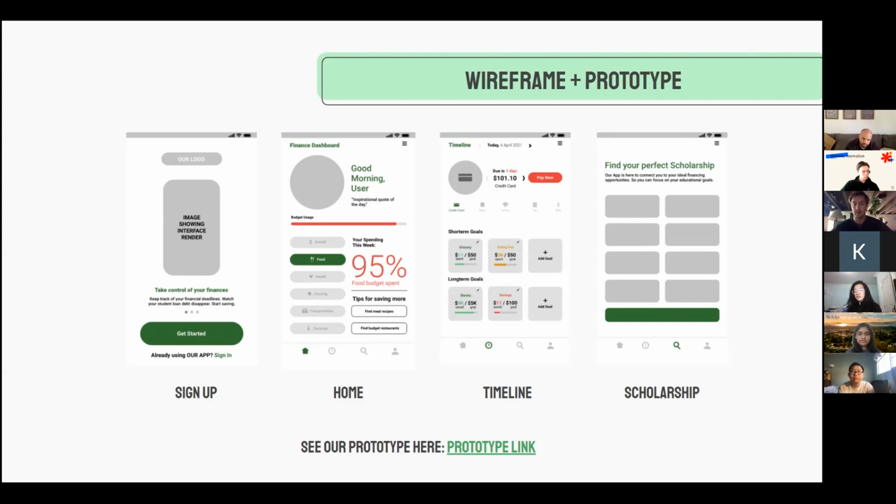So right below that, you can see some tips for saving more. Those are recommendations if you are going towards the end of your budget, on how to stretch it. And it is color cued. As it progresses to be almost filled up, it will be red. If you have a lot of money to spend, it'll be green. And if it's in the middle, it'll be yellow. As you can see on our timeline feature with our short-term and long-term goals, there's different color coding.